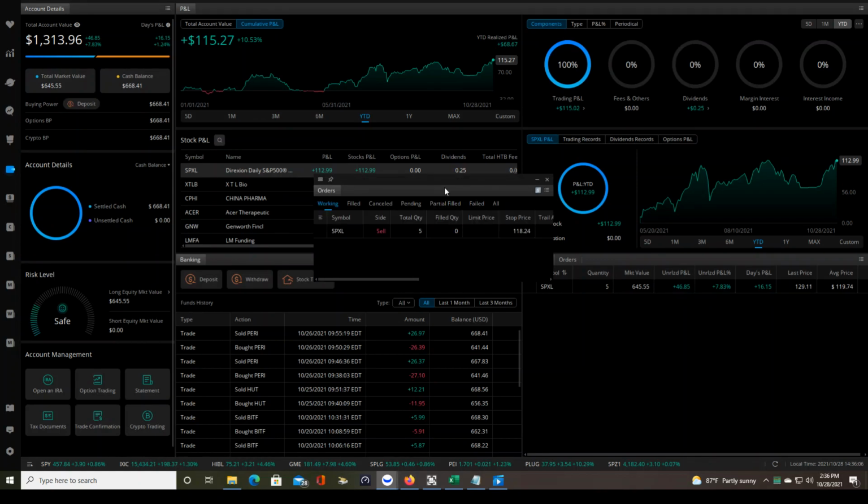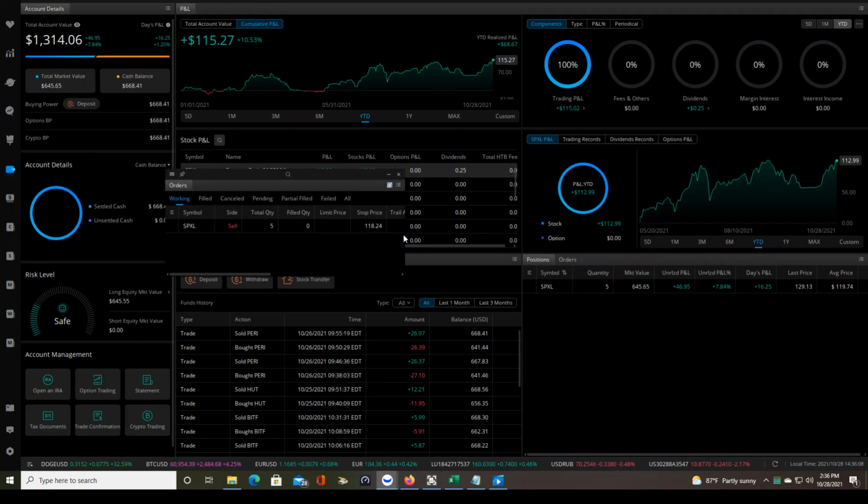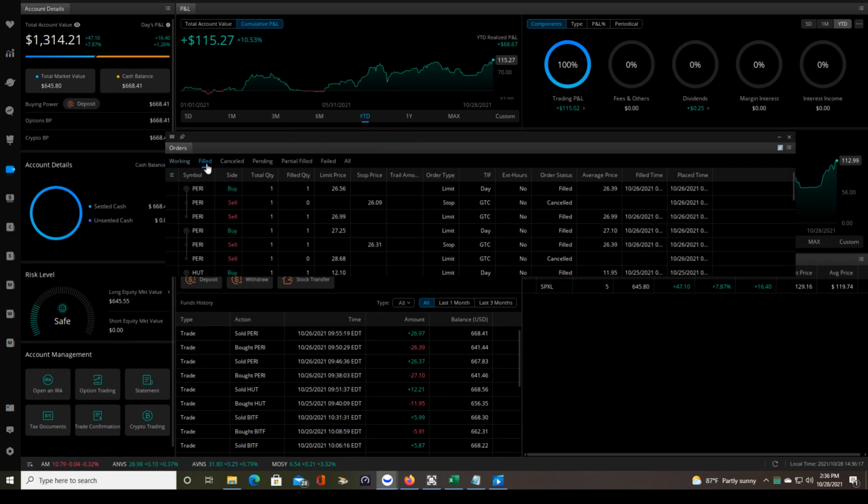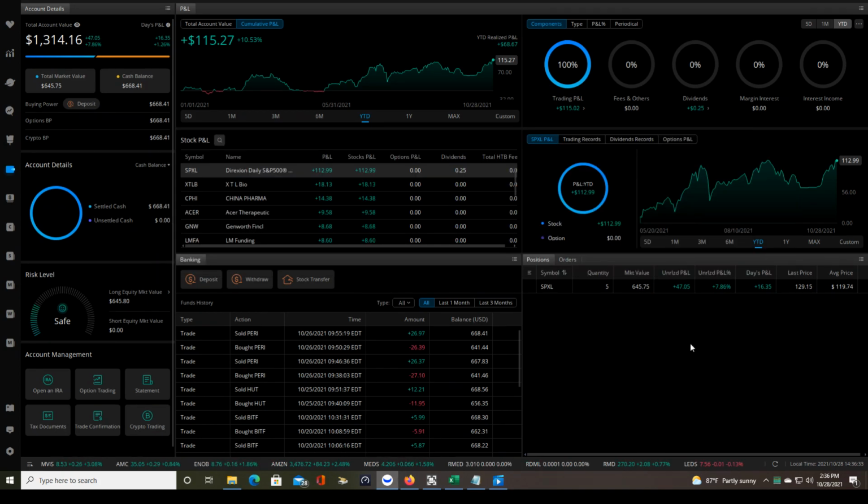So let's go to my orders here. Let me make this a little bit larger. You can see here under filled, my last trade was with PERI, and that was on the 26th, and today is the 28th. So yesterday I just wasn't around to trade, but this morning I was, but there was nothing. It's really important to also know when not to take a trade, and I can show you exactly how I knew not to take a trade today.